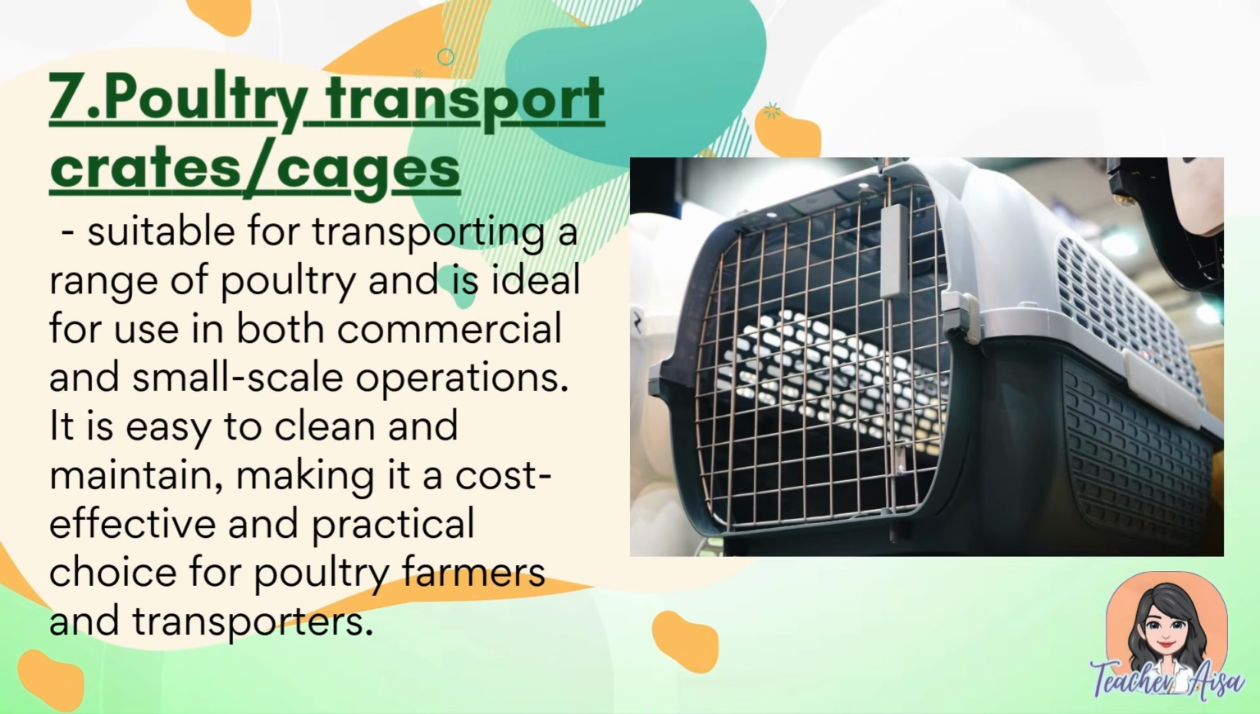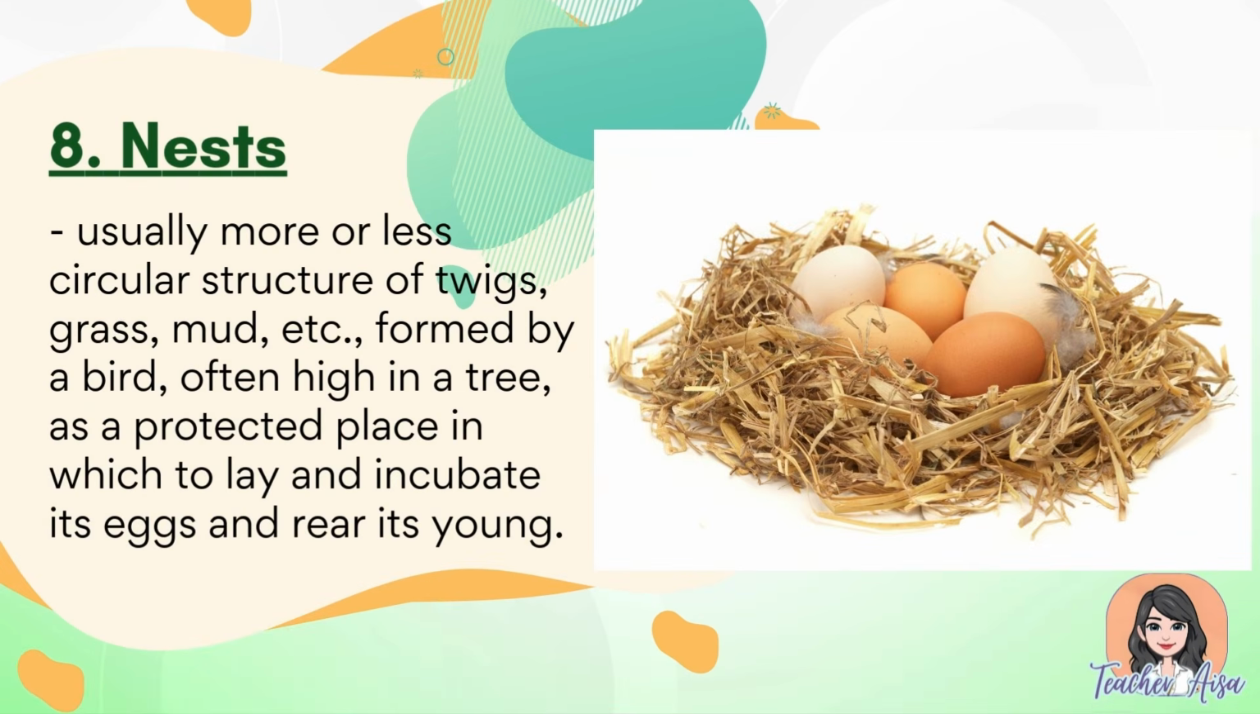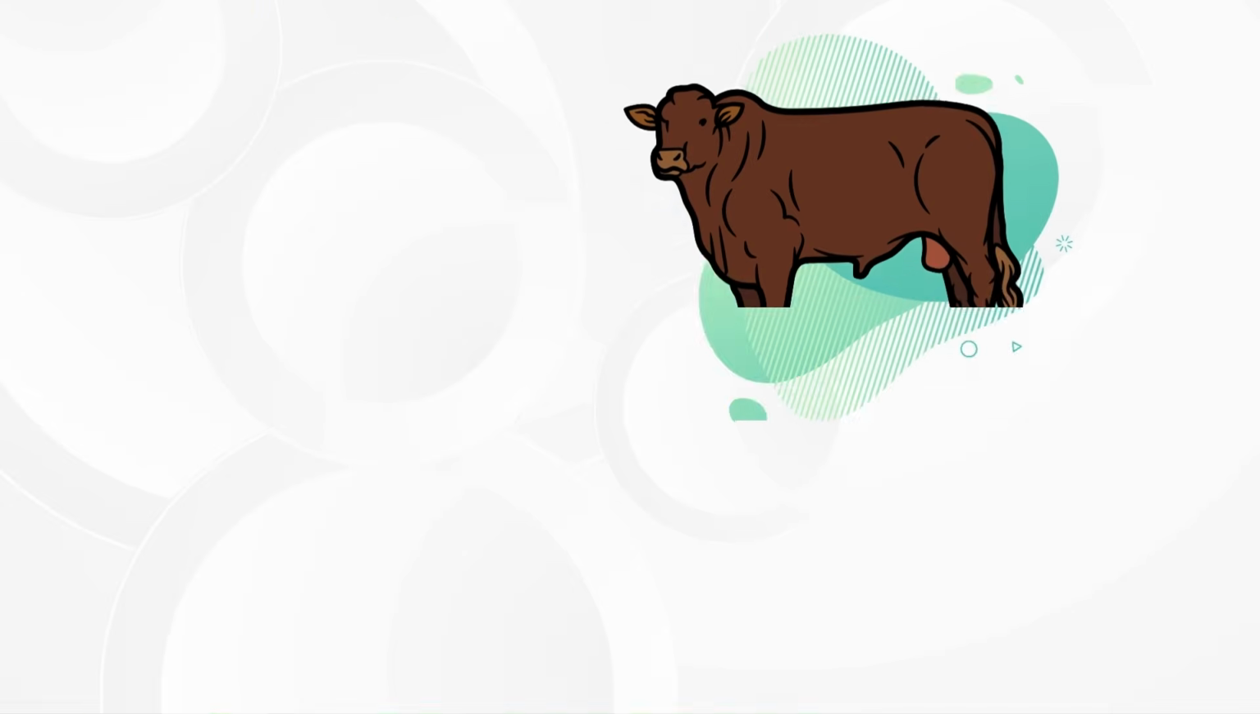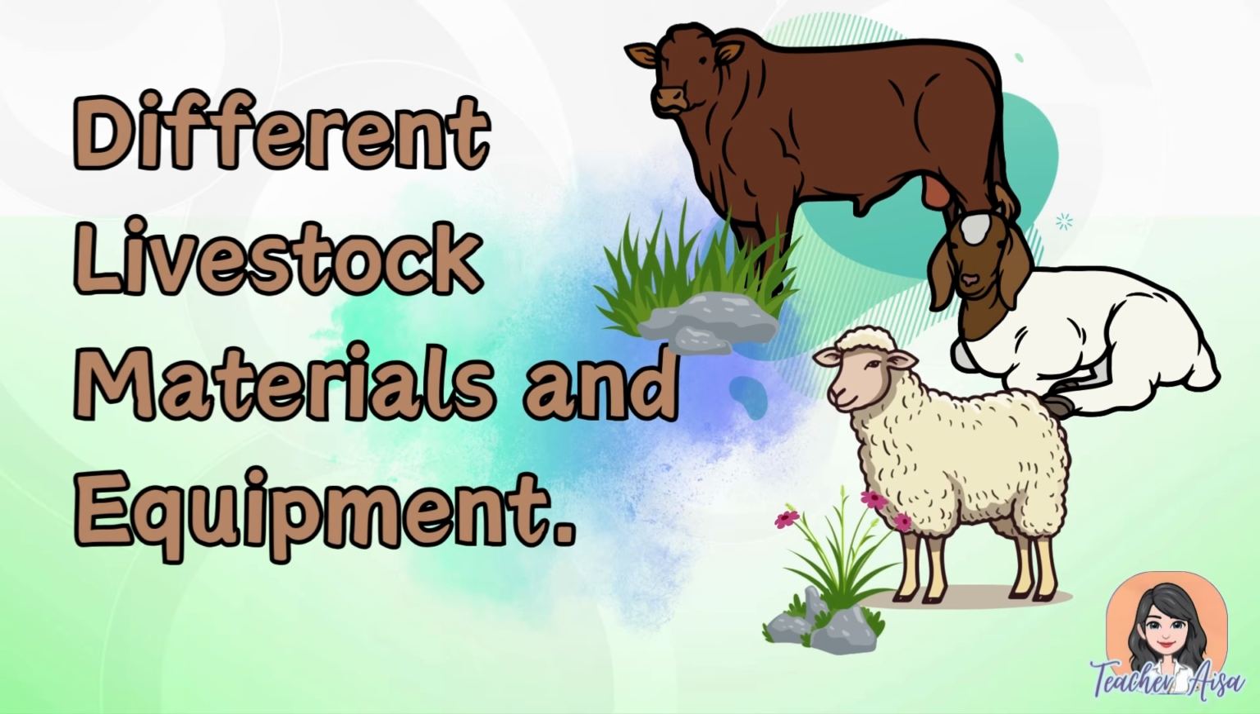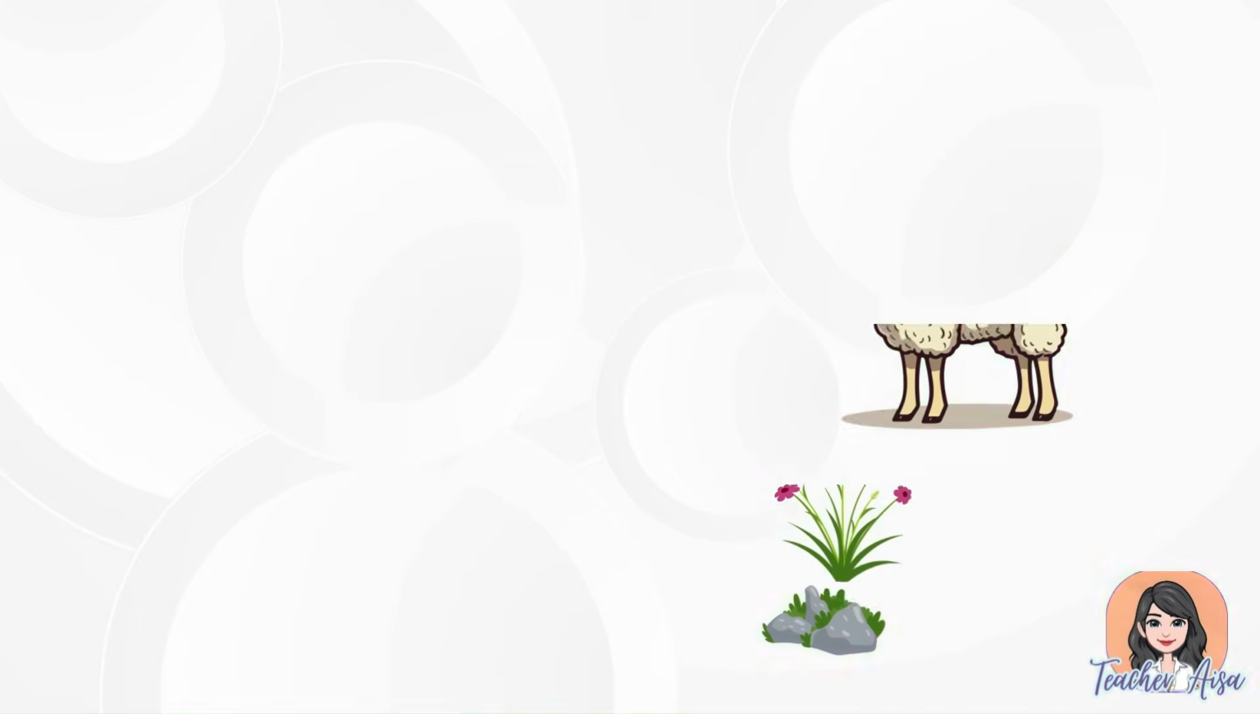7. Poultry transport or cages. It is suitable for transporting a range of poultry and is ideal for use in both commercial and small-scale operations. It is easy to clean and maintain, making it a cost-effective and practical choice for poultry farmers and transporters. 8. Nests. It is usually a more or less circular structure of twigs, grass, mud, etc., formed by a bird, often high in a tree. Next are the different livestock materials and equipment.